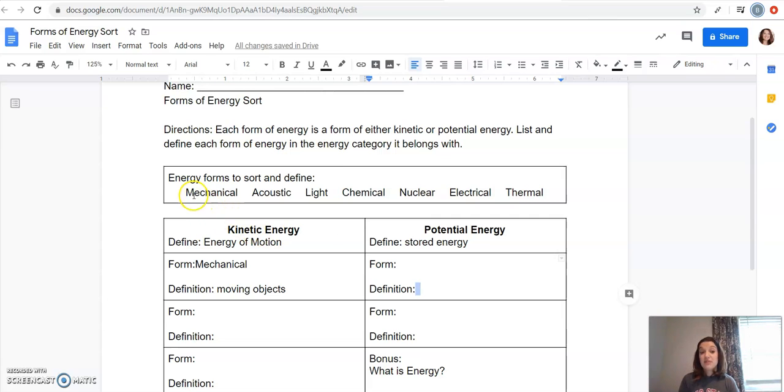So for example, the first form on my list was mechanical energy. Well, mechanical energy means something is in motion. Kinetic energy is the energy of motion. So I'm going to enter mechanical as my form, and I am going to define or describe mechanical energy. And you can, of course, use your PowerPoint notes to help you with that. So you need to sort each form of energy into whether it's kinetic or potential.